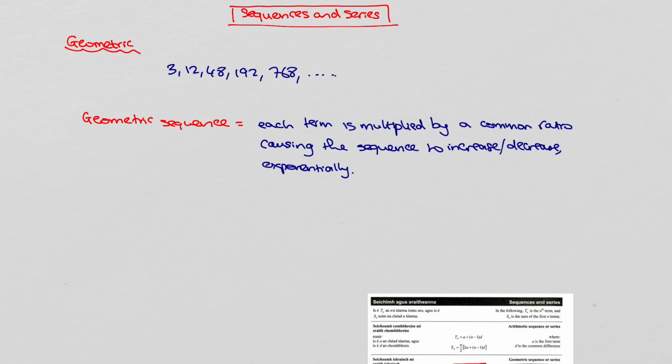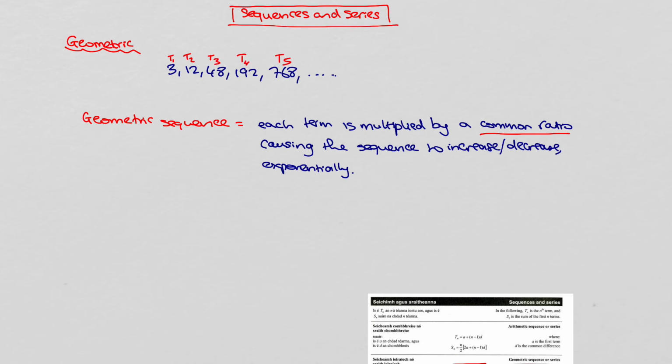Instead, what we're going to find is that each term is multiplied by a common ratio, and that causes the sequence to increase or decrease exponentially. The reason it's called a common ratio is because we're multiplying each term by a fixed number. That number could be 2 or a half, 3, a third, minus a fifth, or 7. So it can be a ratio, and it's the ratio between each of the consecutive terms.